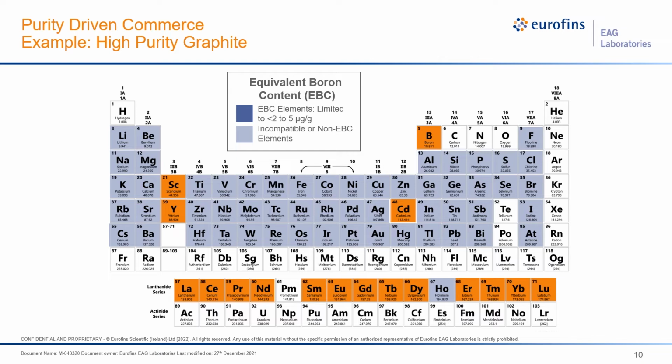The most important of these is boron, due to its strong neutron absorbing properties. As such, boron concentrations are required to be less than 2 ppm, along with several other elements shown in orange, which when combined are defined as the equivalent boron content. Great care must be taken to avoid any potential sources of contamination of any of these elements during graphite manufacturing.